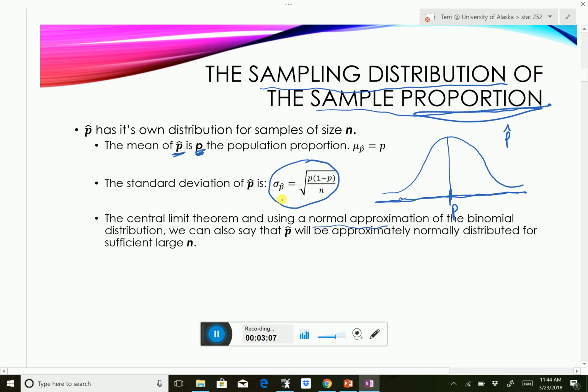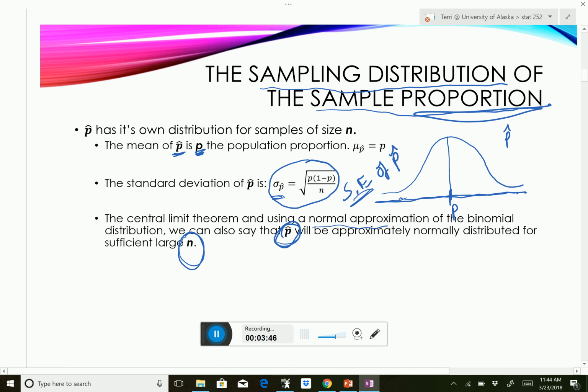The standard deviation of p hat, or the standard error of p hat, because remember, the standard deviation of a sample statistic is called the standard error. And this is what it looks like: the square root of p times 1 minus p, divided by n. Instead of n p times 1 minus p, remember, we scaled this down, so now it's divided by n. According to the central limit theorem, p hat will be approximately normal as long as we have sufficiently large n.